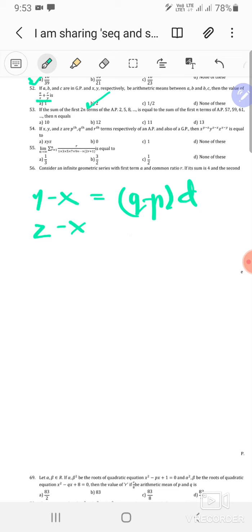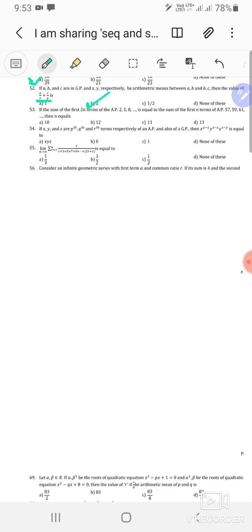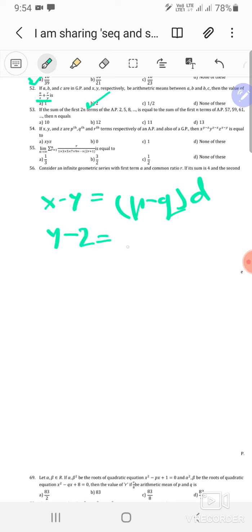I think, yes, z minus x is over there. So, okay, in fact, let's just find y minus z first. Okay, so let's start like this. X minus y, that has to be p minus q into the difference. Then y minus z, that has to be q minus r times the difference.